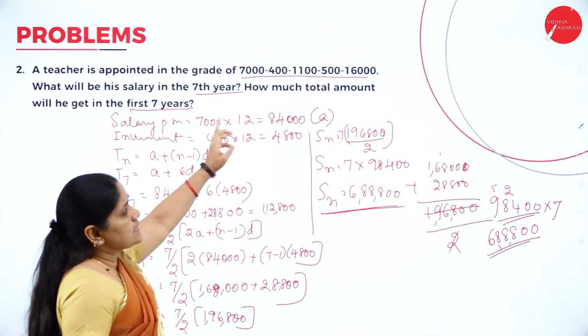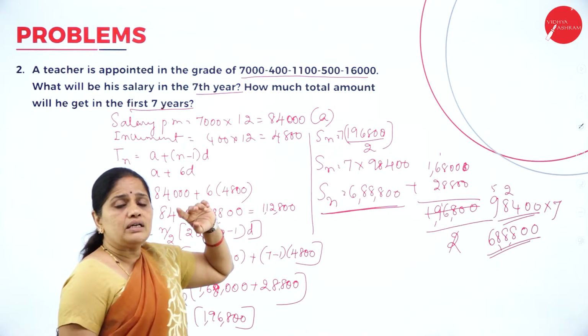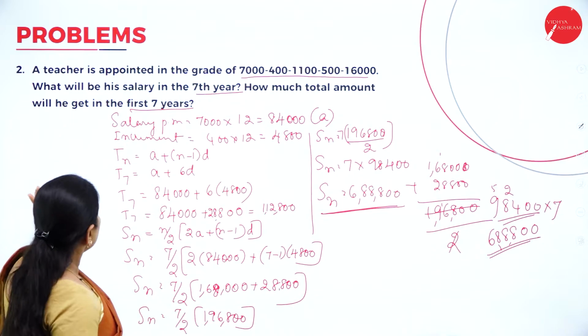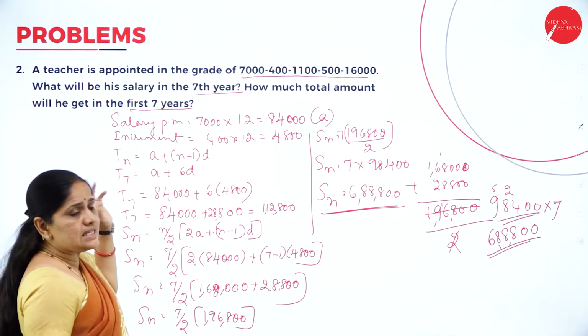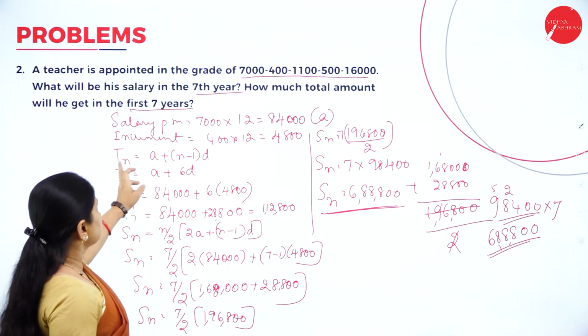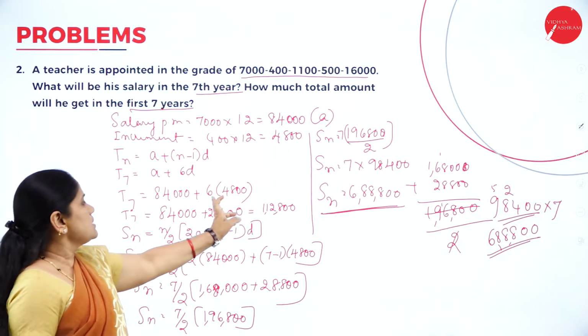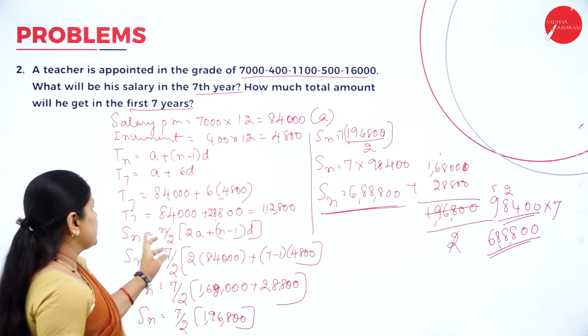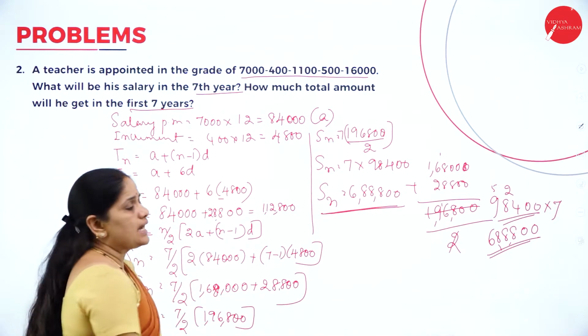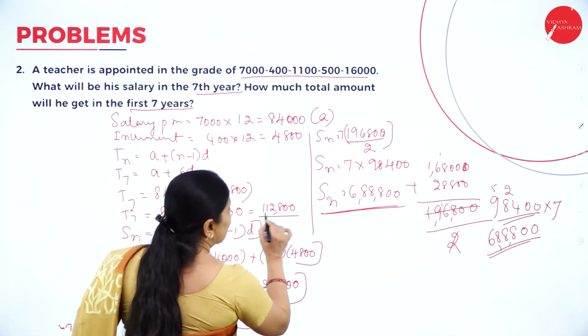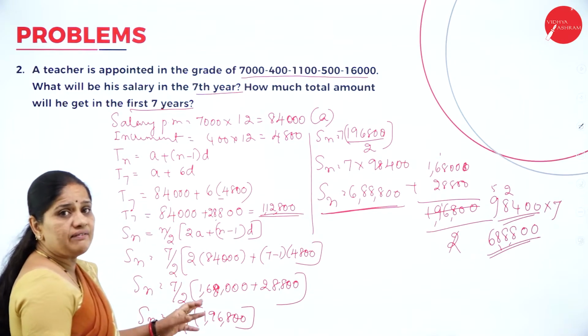Now they have asked us what is the salary drawn in the 7th year. So what will be his salary in the 7th year? So in the 7th year, his salary will be T7 equals 84,000 plus 6 into 4,800. So he draws a salary of 1,12,800 in the 7th year.